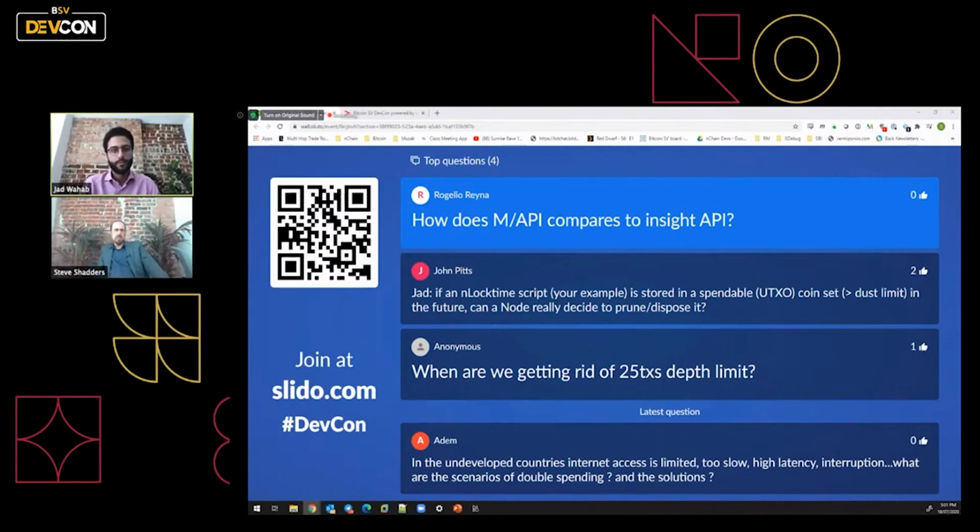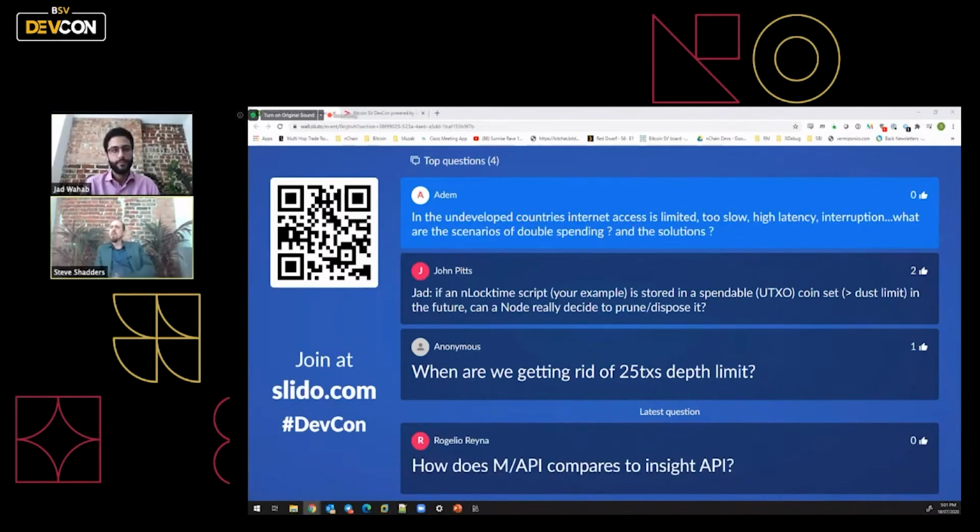So that's how it would compare. Okay, that's a good explanation, I think. So Adam asks, in underdeveloped countries where internet access is limited, too slow, high latency, could be interrupted, etc., what are the scenarios of double spending and the solutions? I've got some thoughts on this, but Brad, Jad, do you want to have a crack at this one first?